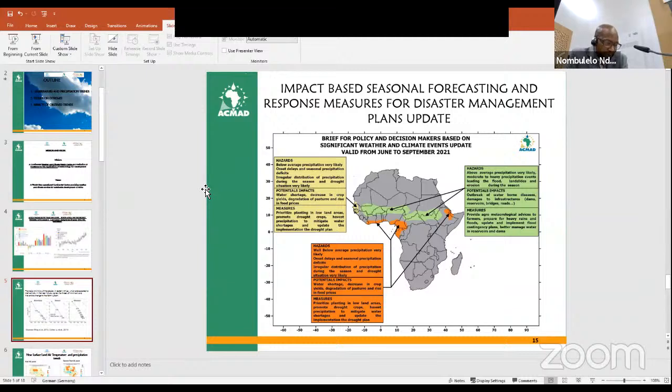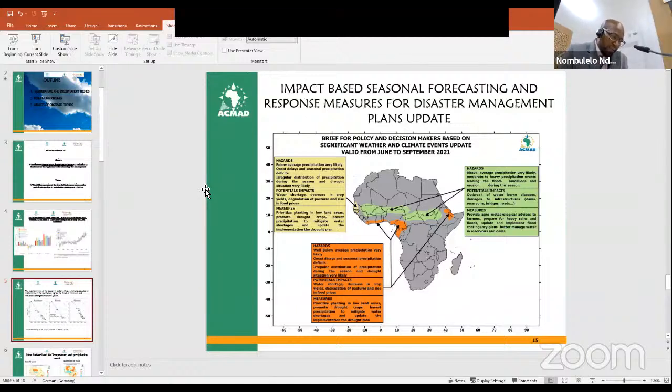Potential impact. And the potential impact, we say water shortage, decrease in crop yield, degradation of pasture, and rise in food price. We don't stop there. We propose the measures. The measures we propose are prioritize planting in lowland areas, promote drought crops, harvest precipitation to mitigate water shortage, and update the implementation of drought plan.